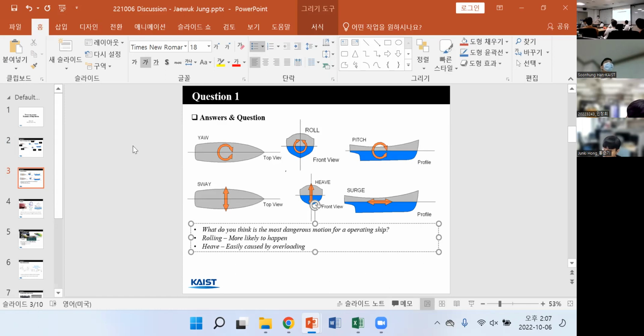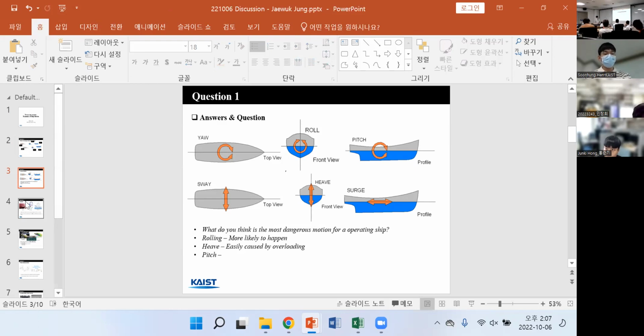Any more opinions? Pitch? Okay, why do you think it's pitch? Rolling and heave are just translating, but pitch is rotating. If you're pitching, it is also very dangerous for a ship like this. Oh, okay.